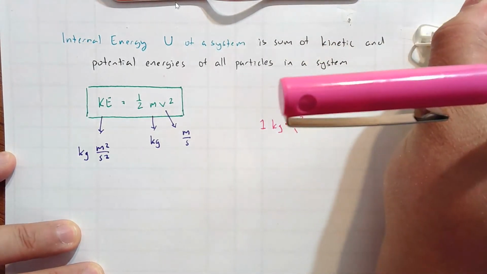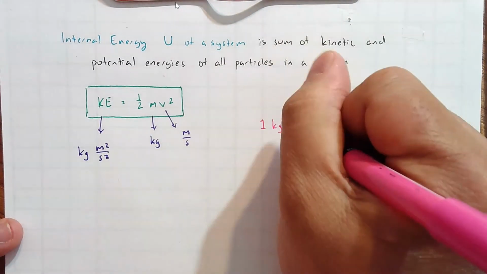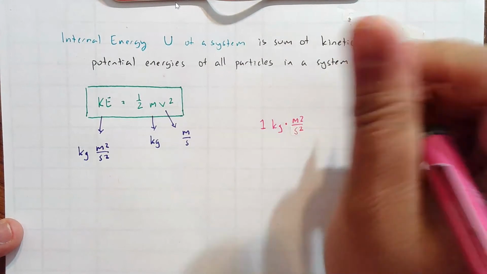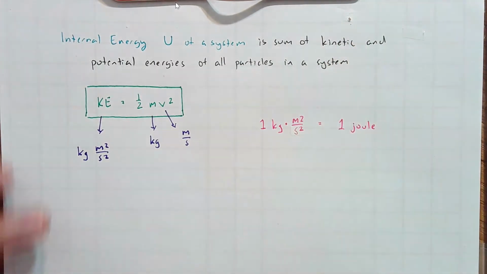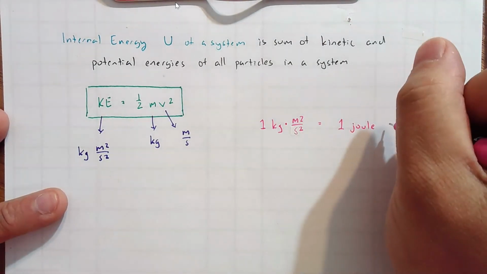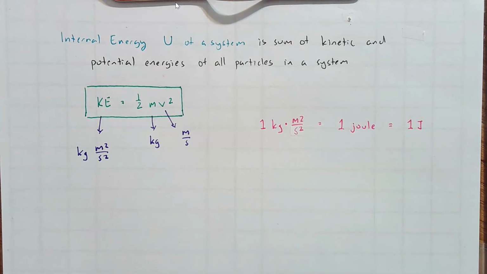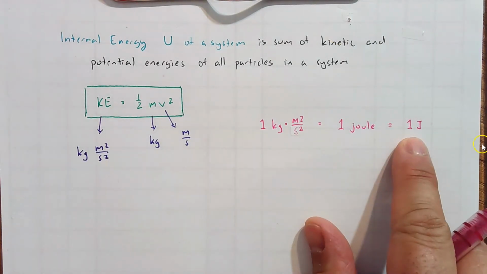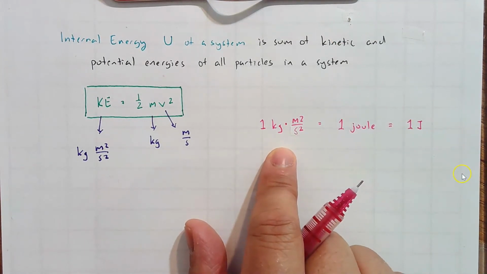I want to get this as neat as possible. Seconds squared equals 1 is called a joule. And the abbreviation for a joule is just a capital J. That is the energy unit, 1 joule, which is equal to 1 kilogram times meter squared over second squared.